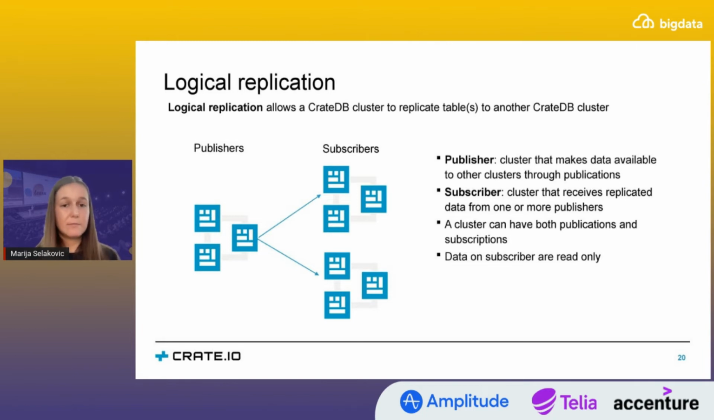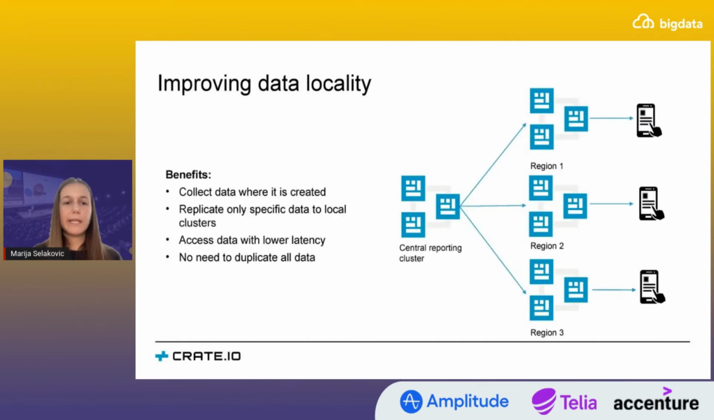Every cluster in your system, again, is considered equal, so it can have both publications and subscriptions as well. On a subscriber cluster, the data that are replicated are read-only. One interesting use case that is also important from the availability point of view is improving data locality. Imagine we have a situation where you have one central reporting cluster and we would like to make data closer to the user, so we can replicate the data that concern every region to the cluster lying in this region. In this case, the user actually has lower latency when accessing this data and higher availability because it doesn't need to query data all the way to the central reporting cluster.